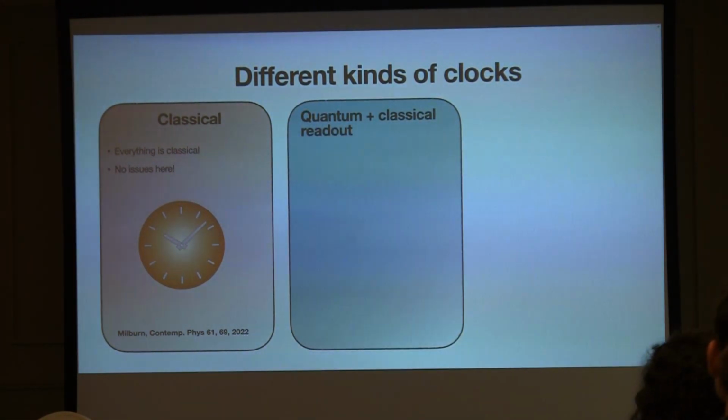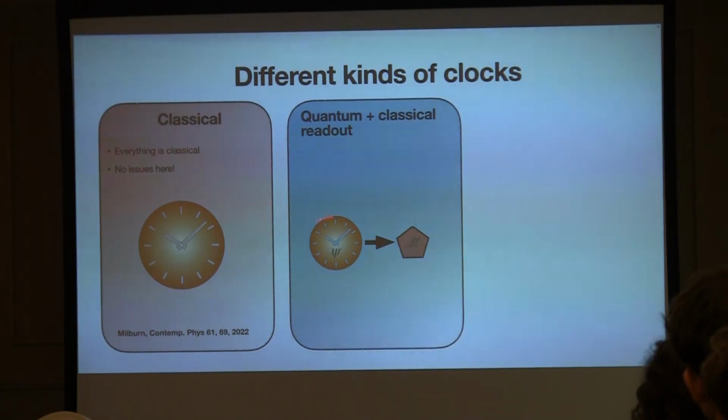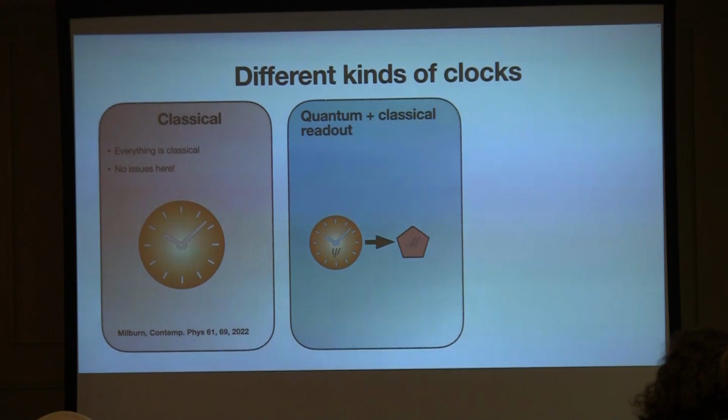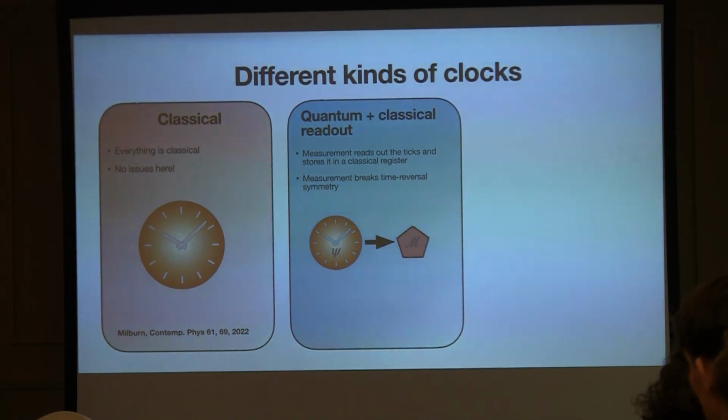The clock that we were talking about today, and the one that I would argue has been primarily studied in the literature, is a quantum clock plus some classical readout. In this setting, you have some sort of quantum clock that is interacting with another system, which can then be read out via some process, and the ticks are then stored in some sort of classical register. The important thing is that dissipation and measurement is what breaks time reversal symmetry and allows you to define the clock.